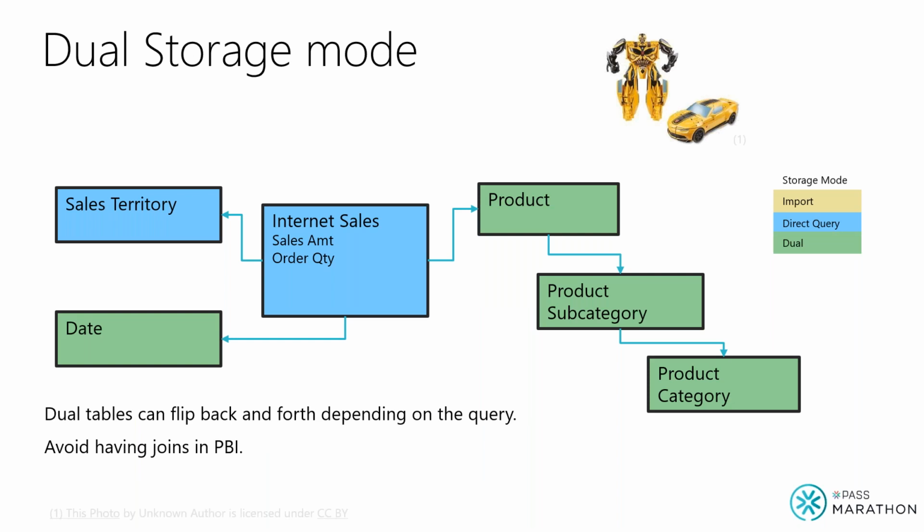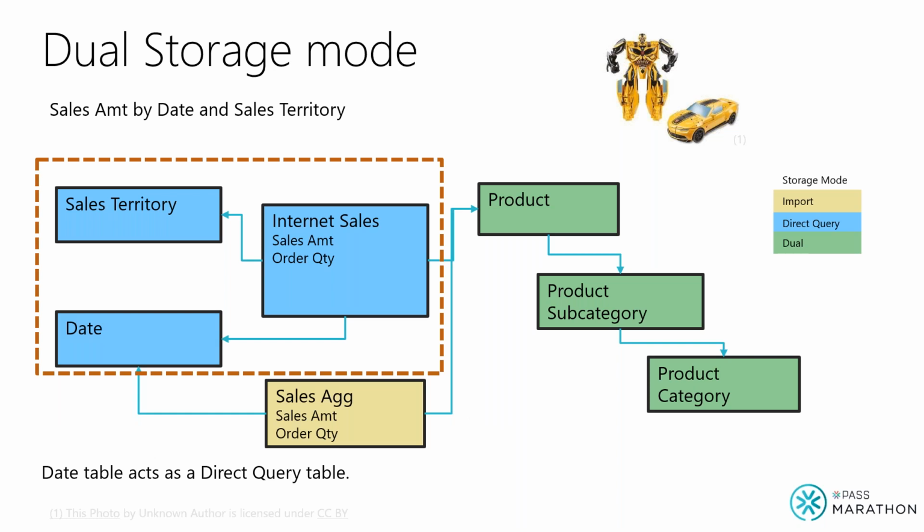So in dual storage mode, the tables are like transformers. They change storage mode. So on demand, they can decide whether they're going to be answering a query from their copy in memory or their copy in SQL Server. So in this case, the sales territory and internet sales detail table are still in direct query. The rest of the dimension tables are now in dual. So this means that if a query comes in asking for sales amount by date and sales territory, it can be answered from direct query, with the date table acting as if it were in direct query.